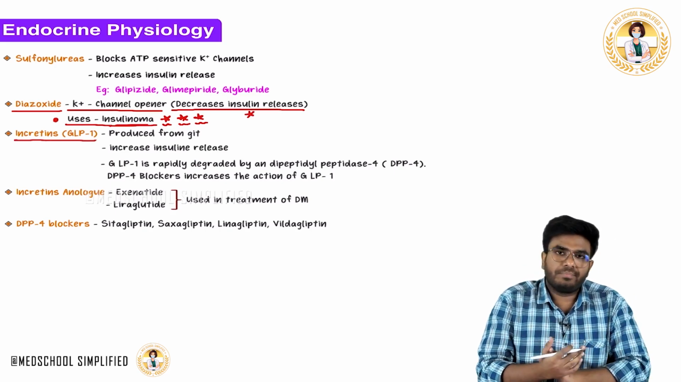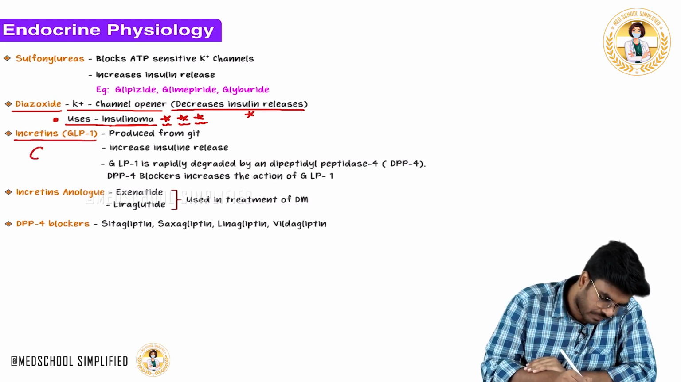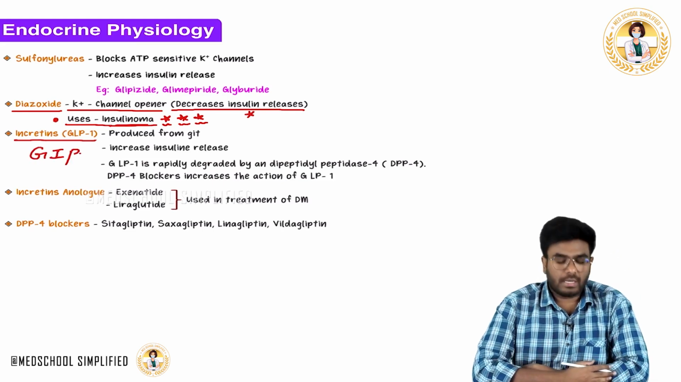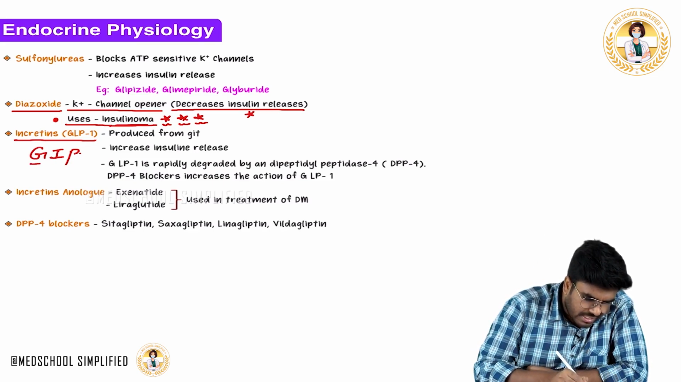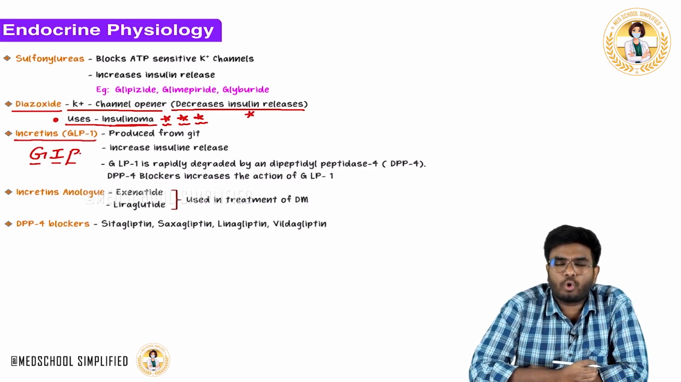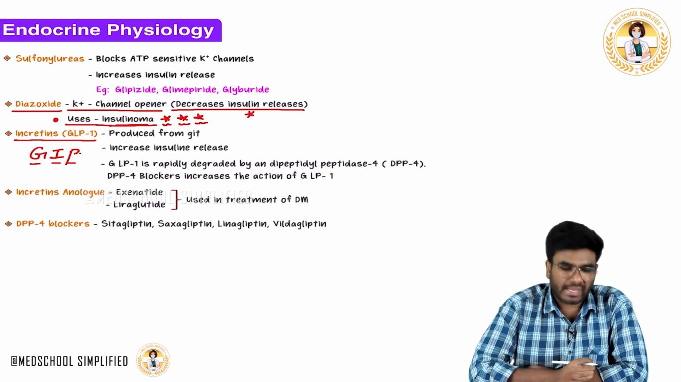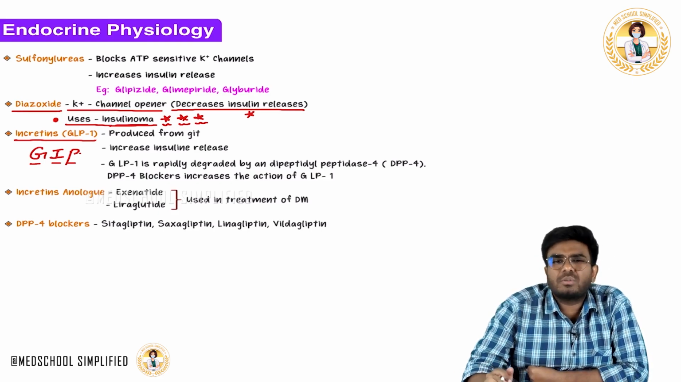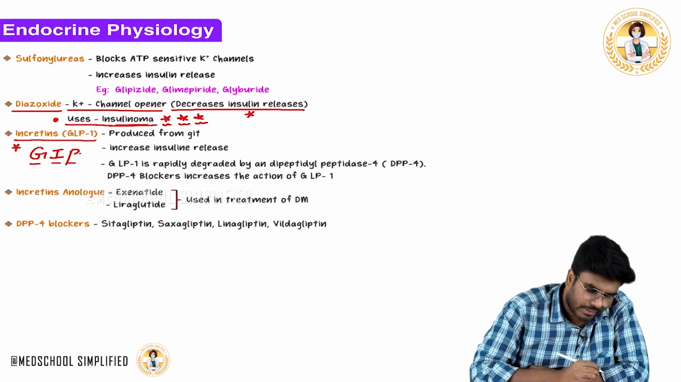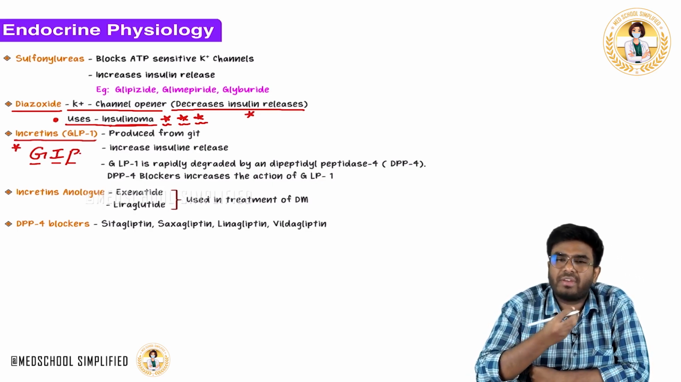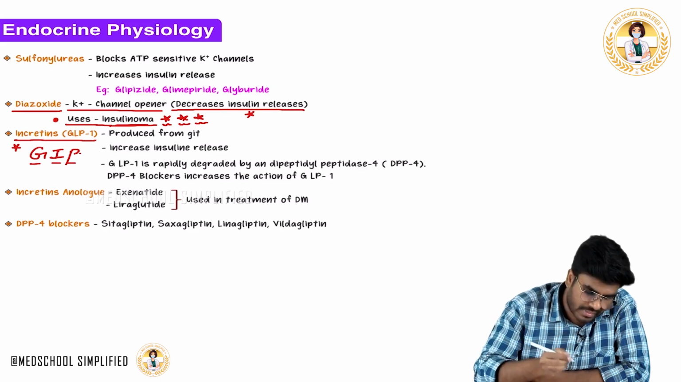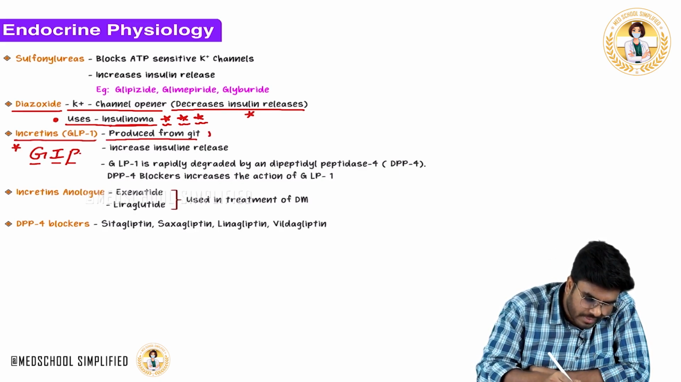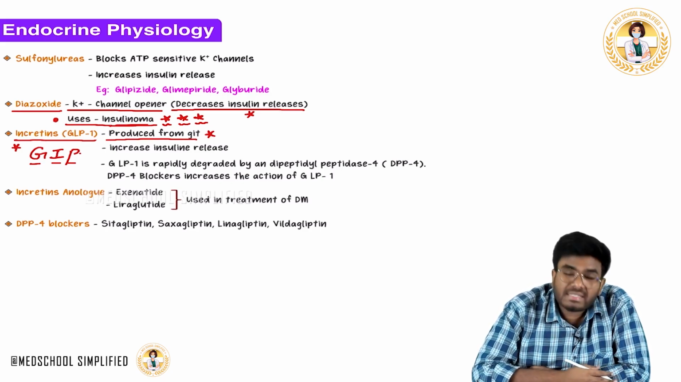Incretin molecules like GLP-1, glucagon-like peptide 1, or GIP, gastric inhibitory peptide or gastric insulinotropic peptide, all these molecules are called incretins. Normally, whenever you take food, the food is getting digested inside your stomach. Now, this glucose in the stomach will stimulate the release of these molecules. These incretins are produced from the GIT. Now, what are these incretins doing?